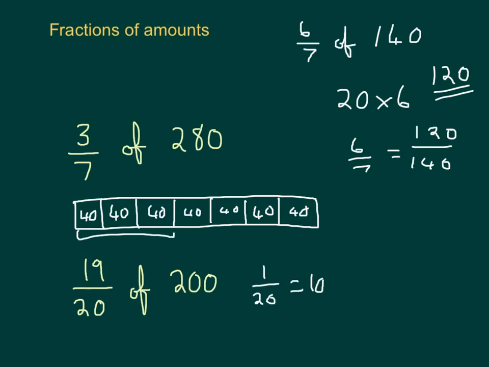For the second question, if I can figure out that 1/20th of 200, 200 divided by 20, is 10, then actually I would say the easiest way to find 19/20ths is just to take 1/20th off 20/20ths, which will leave me with 200, which is 20/20ths, take away 1/20th, which is 190.